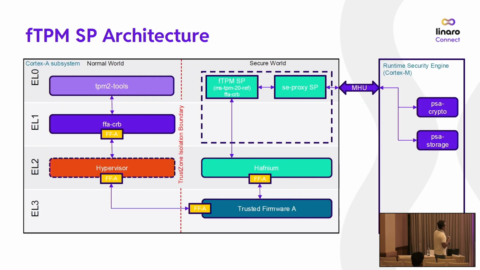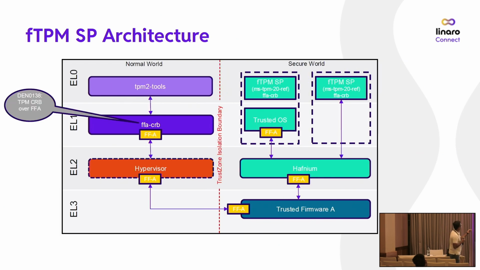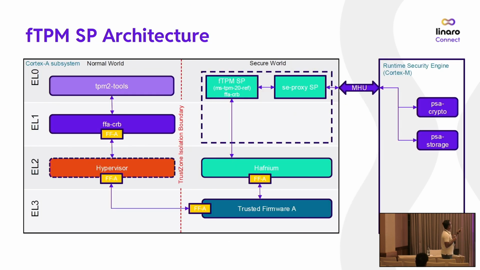Now, we have the runtime security engine shown on the right side of the slide. The runtime security engine is running on a Cortex-M MCU, and it provides PSA APIs, and it's connected to the AP through MHU. We also see an SE proxy SP in the secure world on the AP. The SE proxy SP is responsible for delegating the PSA requests from the AP to the runtime security engine, and then getting the response back.